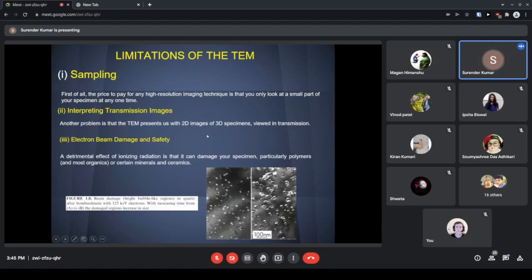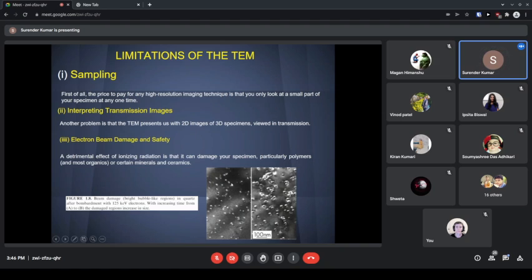You cannot see the whole sample. If you want to see a whole sample, it's very difficult. Okay, so we assume your other part of your sample is all okay. Then interpretation of the images. Basically, an electron microscope, especially a transmission electron microscope, gives you only two-dimensional images. Okay, so that is one problem basically.